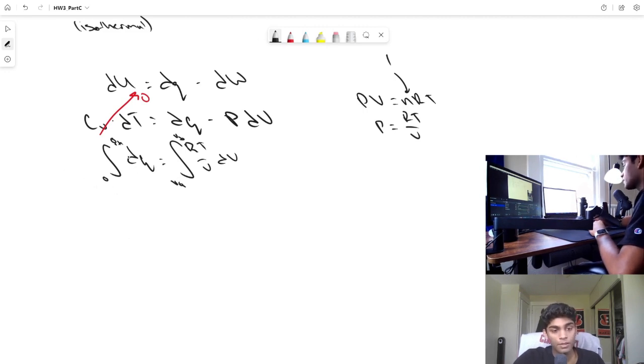And when we do that, we just get QH, because when we integrate this, it's 1, and that's 0 to QH, is equal to, this is 1 over V, and R and T are constants, so we're going to have RT times the natural log of VB over VA.